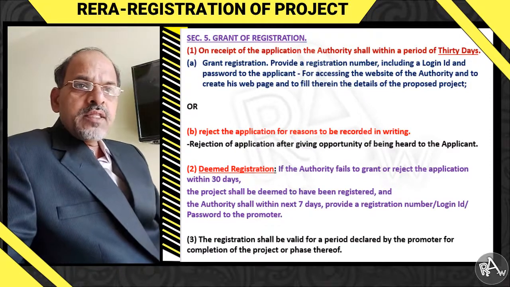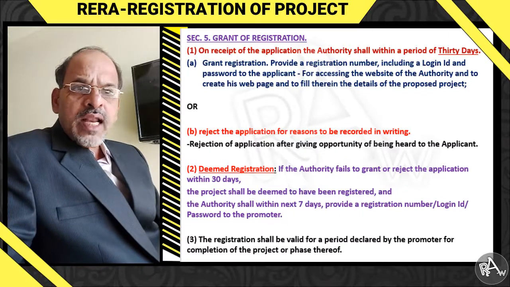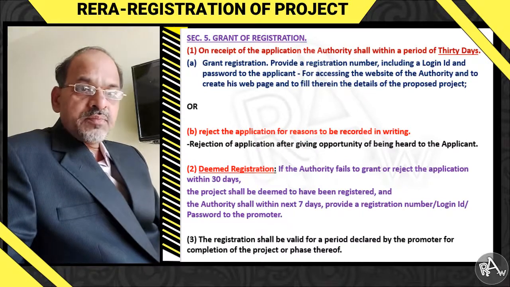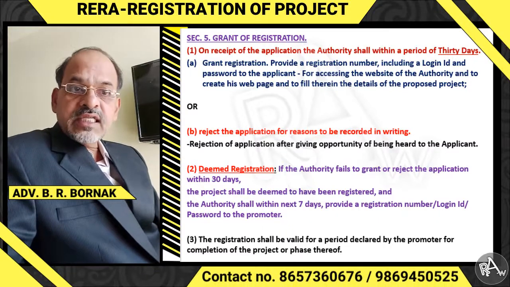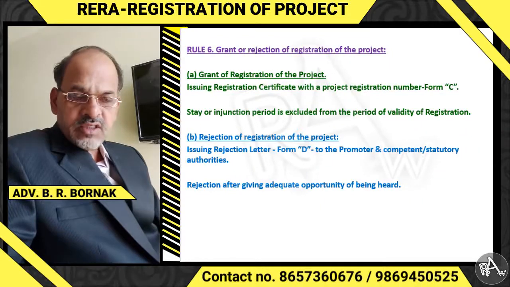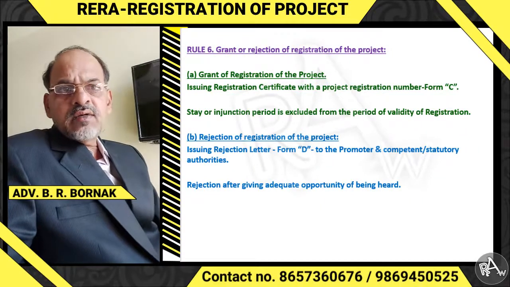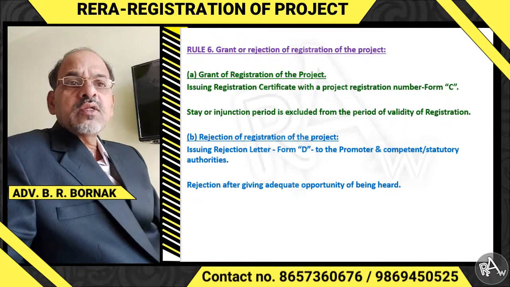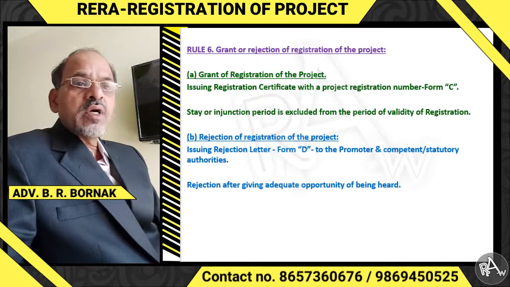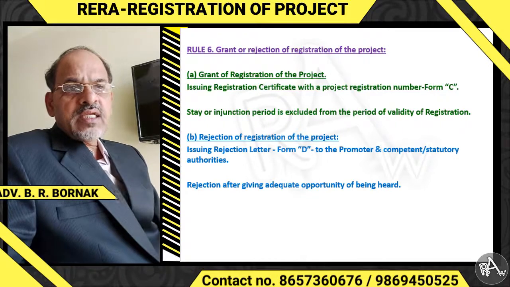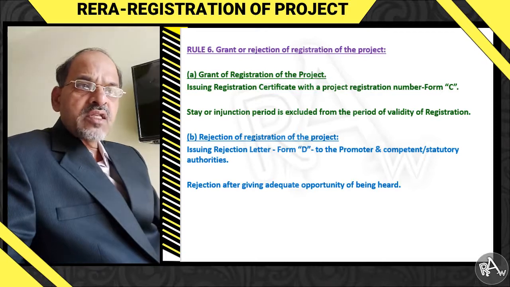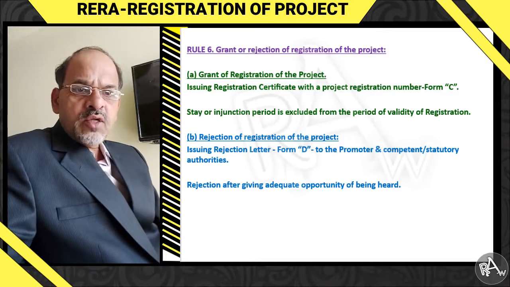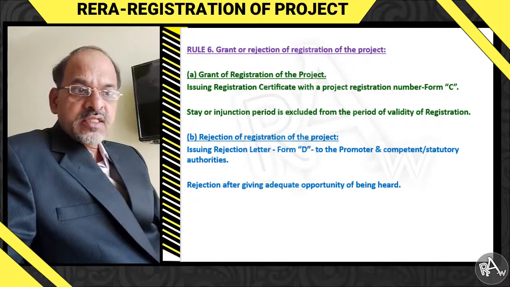Okay. Then about grant or rejection of registration of the project, besides provisions in the act, there are provisions in the rules as well. Rule 6 is about grant or rejection of registration of the project. Let us see what is the provision in Rule 6, that is about grant of registration of the project. When the project is registered, then issuing a registration certificate with a project registration number. Means here the authority will have to issue the registration certificate with the project registration number.